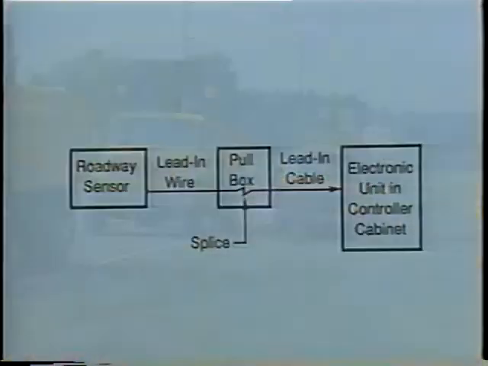As detailed in this schematic, the loop detector system is composed of one or more wire loops embedded in the pavement to act as a sensor, a splice between the lead-in wire and the lead-in cable in the pull box, the lead-in cable, which is usually in a conduit running to the terminal strip in the controller cabinet, a cable from the terminal strip to the electronic detector unit, and finally the electronic detector unit itself.